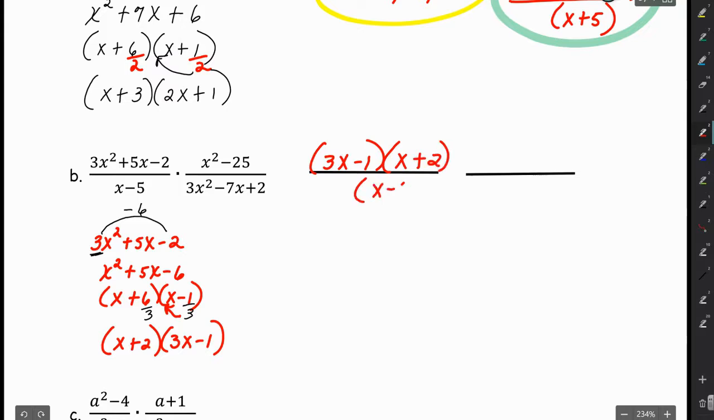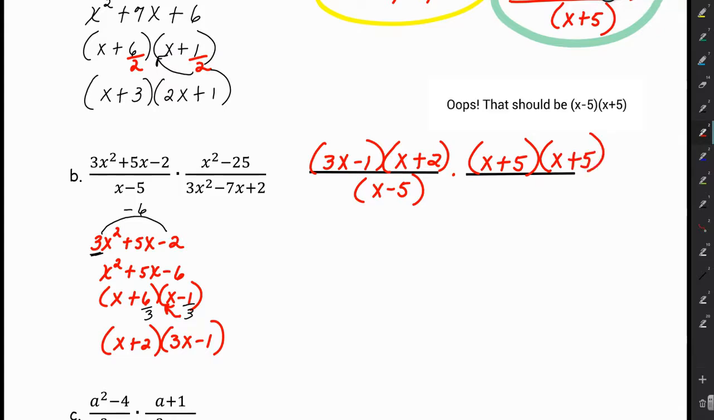Nothing changed in the denominator. We have the difference of 2 squares. X squared minus 25 is the difference of 2 squares, and you always want to recognize that. That'll make things much easier for you. Right? And then we're going to factor the denominator.